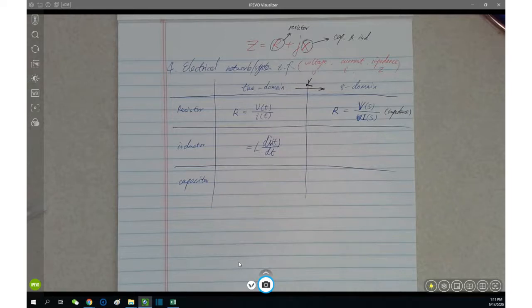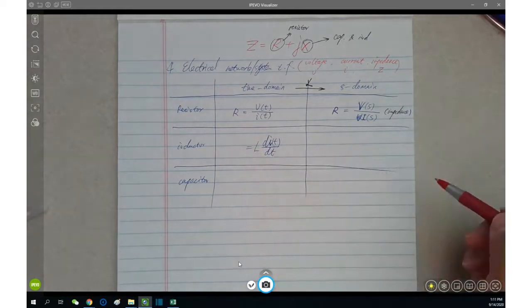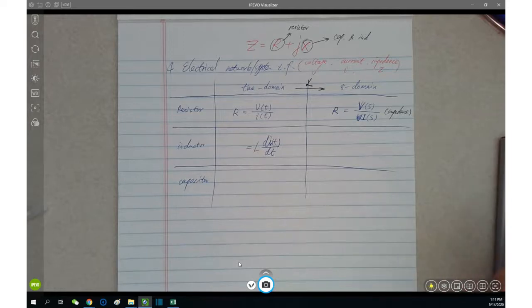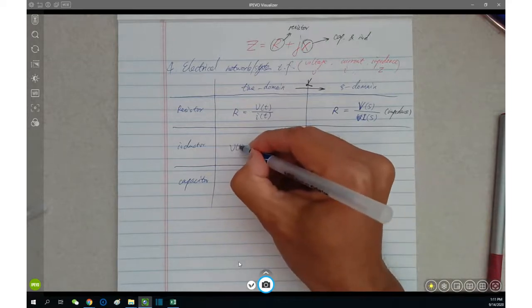I don't know if sometimes in motors they refer to negative L di dt. Is there any reason why the negative is there? Is it just that the polarity goes the opposite direction? No, you've got to understand. First of all, this is V of t, the voltage of the inductor.